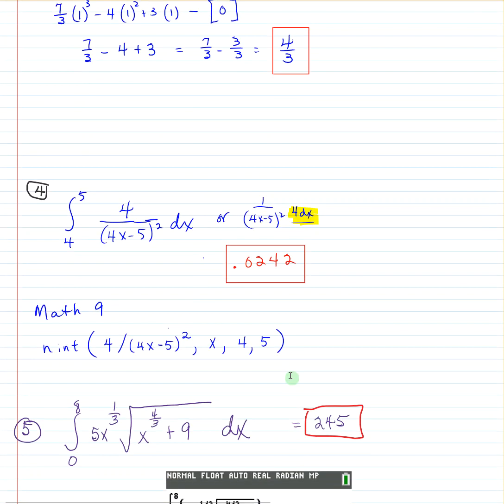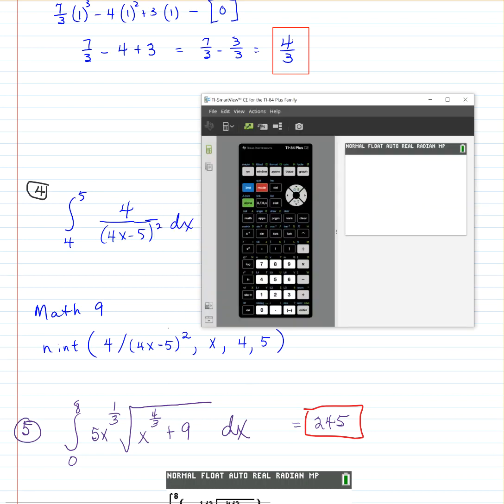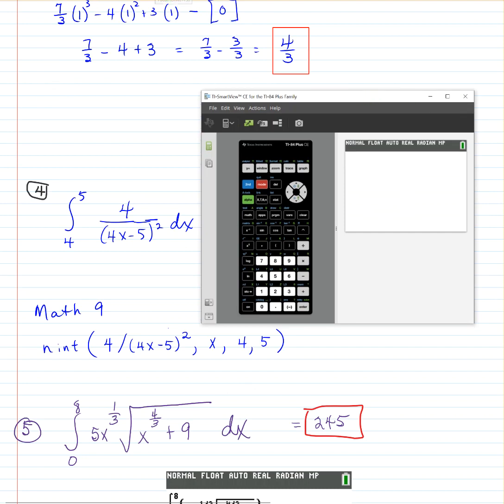Now, I'm starting to show you how to do these on the calculator. Any of the definite ones you can do with the calculator. So, integral of 4 over 4x minus 5 squared dx. We're going to do this completely in the calculator, and you would get this number. Let me grab the calculator, and we'll put this here, and I'm going to put it in.